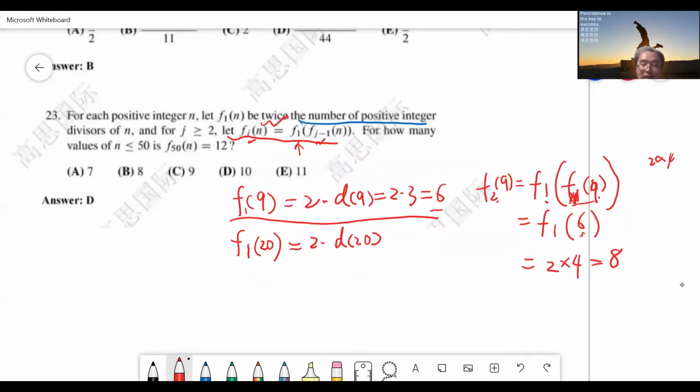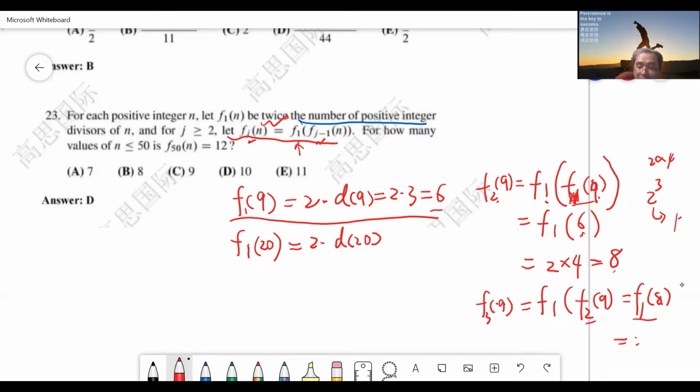Then what is f3 of 9? That is f1 of f(3 minus 1), which is f2 of 9. We already found this is 8, so we need the number of divisors of 8. 8 is 2 to the power 3, which tells us there are 4 divisors. So f1 of 8 is twice the number of divisors of 8, that's 2 times 4, which equals 8.